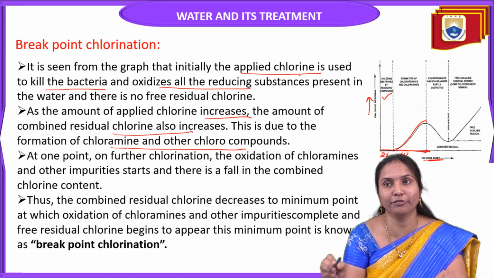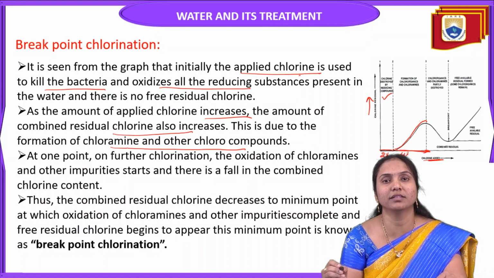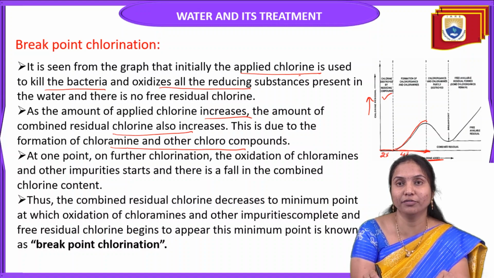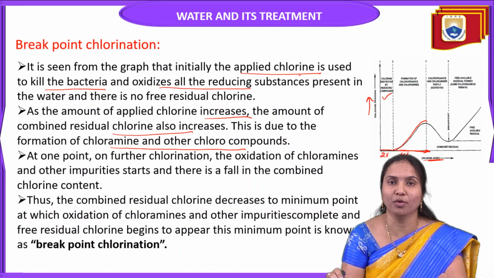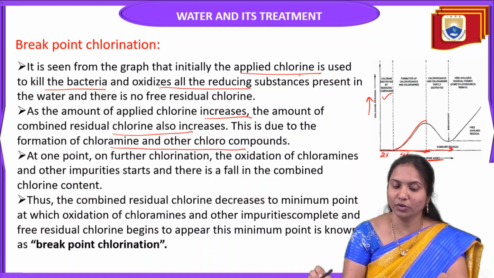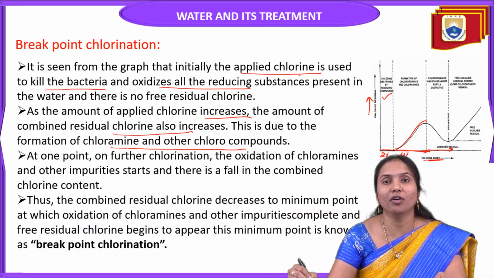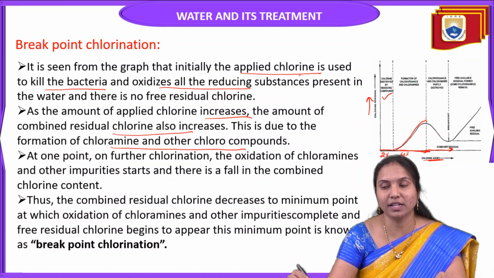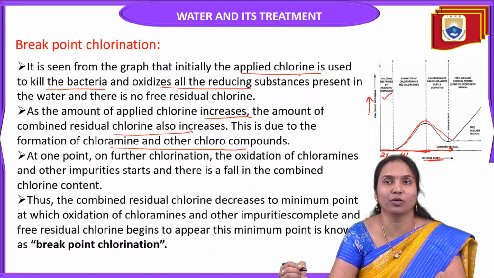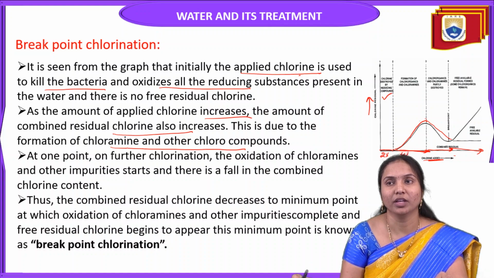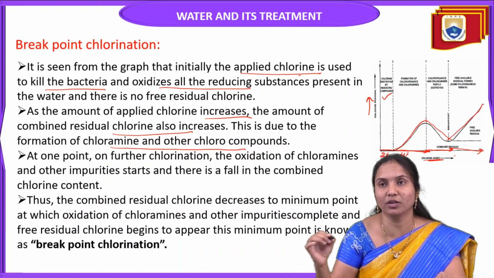Again we increase the percentage of chlorine in this water. So what reactions take place? Residual chlorine percentage increases, and also chloramine and chloro compounds form. And again we increase the percentage of applied chlorine. In this case, there is destruction of chloramine compounds or any other impurities present in water, and the residual chlorine slightly decreases. And again we increase the percentage of applied chlorine. So here only free residual chlorine is present.